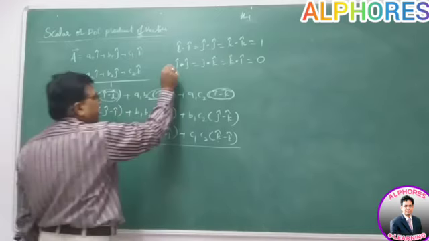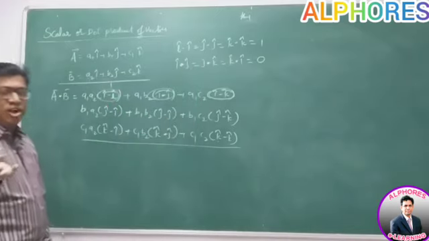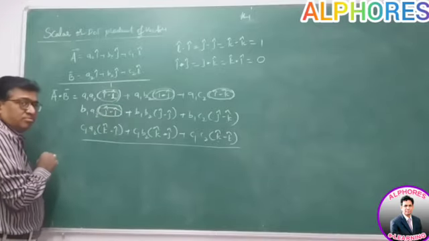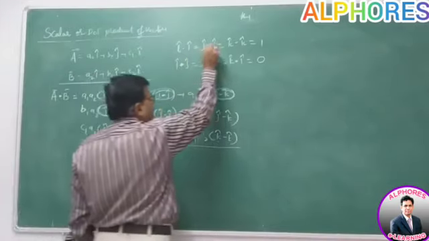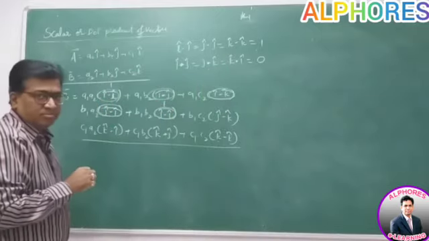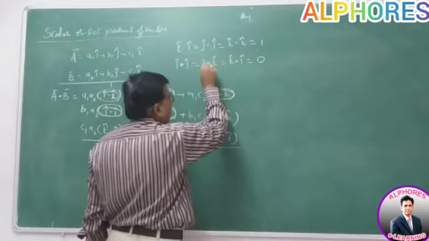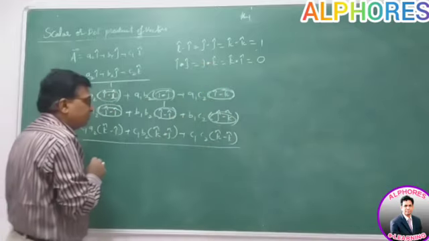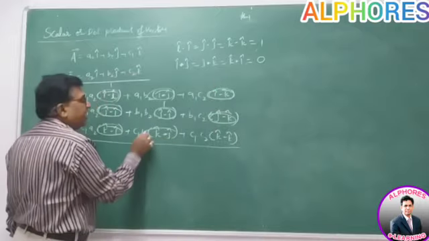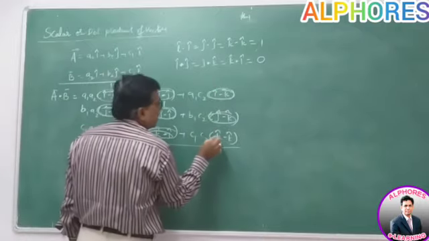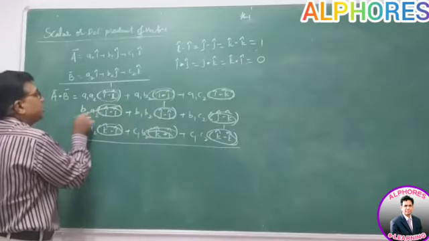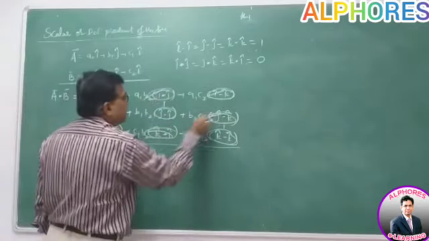Then j dot i, whether i dot j or j dot i, the dot product obeys the commutative law. So this is 0. But you know j dot j is 1, so this dot product is 1. j dot k is 0, so this term is 0. Then i dot k is again 0. Then k dot j is 0. But k dot k is 1. So all these other terms become 0.